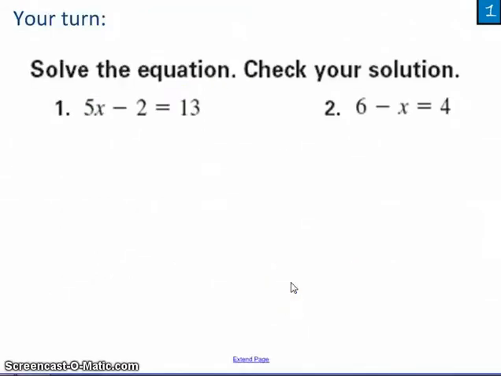Let's make sure that made sense. Here are 2 examples for you to try. When you're ready, hit the pause button, and when you come back, I'll explain the answers for both of these.